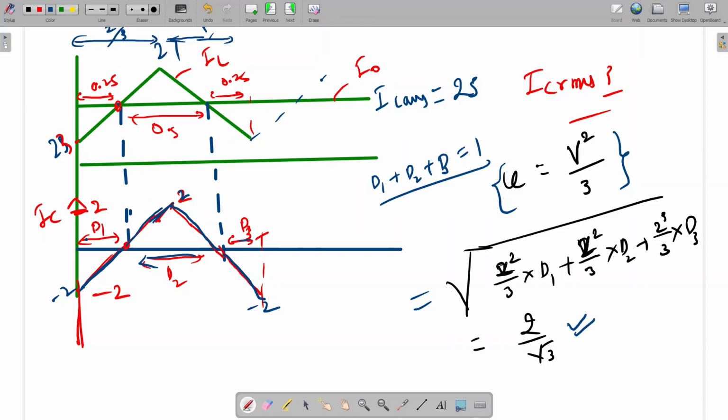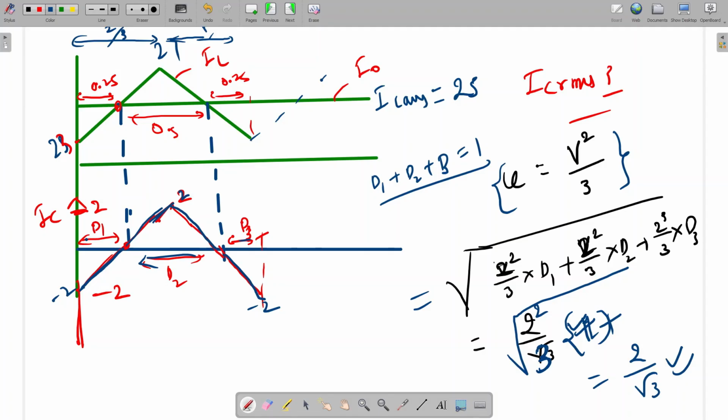Sir, here we are getting only 2, sir. How? Here 2 square is 4, 2 square is 4, 2 square is 4, sir. Like that we get 12 by 3, that is 4. Under root 4 we get 2 now, sir. See, 2 square by 3 will be common, and D1 plus D2 plus D3 is equal to 1. And this 3 is the total. So the final will be 2 by root 3. Is it clear?